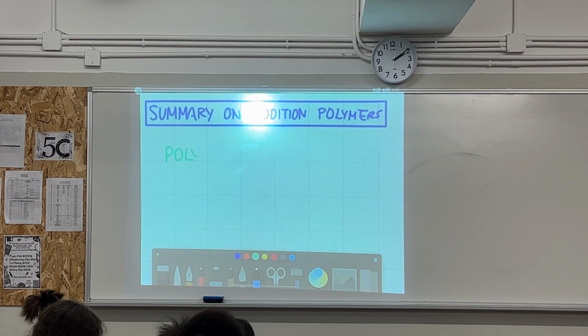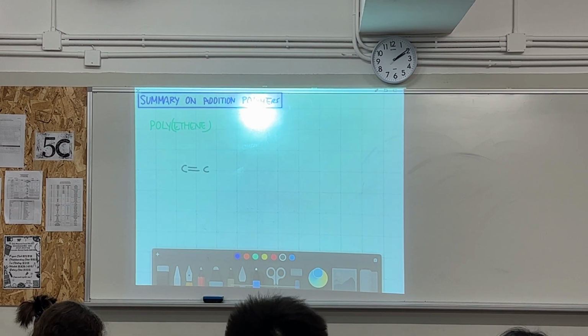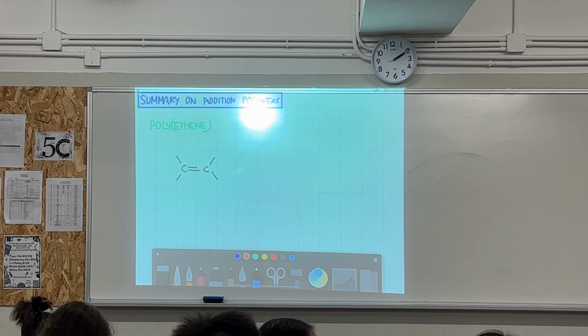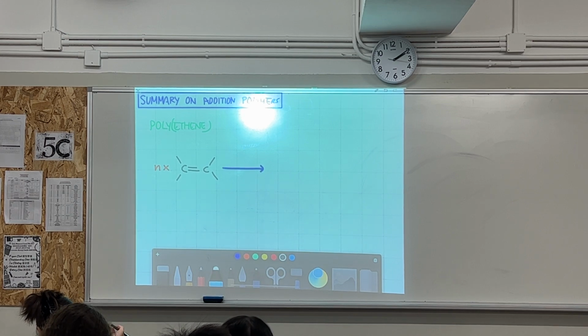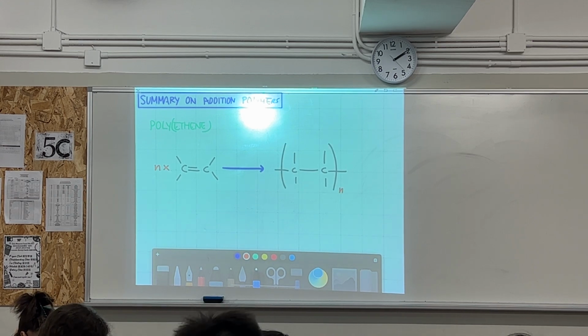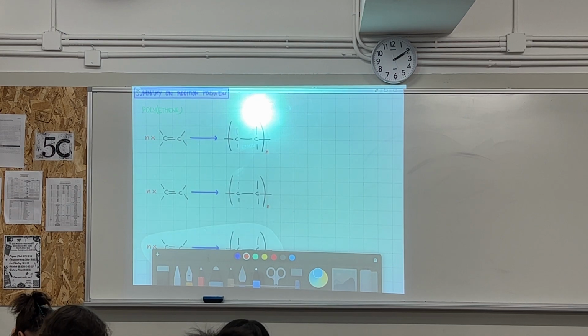We have polyethylene. So polyethylene is from ethene to this. Maybe I'll just copy this. So n times that, and it will polymerize into something that looks like this. Then you have the bracket and the n on the outside. So we're going to copy this a few times. You need to write this a few times.